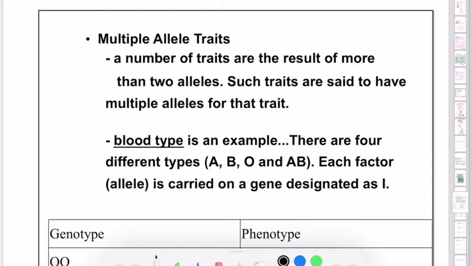So multiple allele traits. This is a number of traits that are the result of more than 2 alleles. Such traits are said to have multiple alleles for that trait. A great example that affects us all is blood types. There are 4 different blood types, and each factor or allele is carried on a gene designated as I.